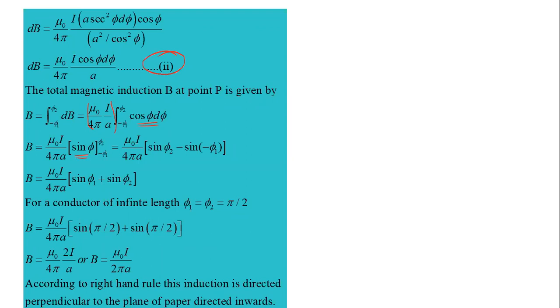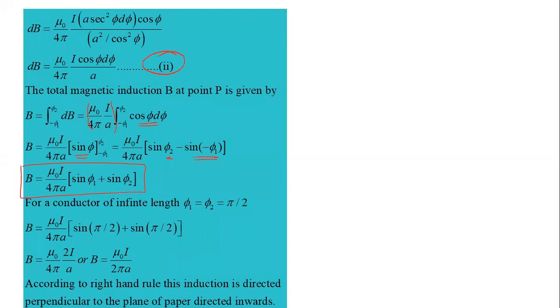Now let me substitute the limits. The constant stays as it is, and instead of phi we substitute the upper limit phi 2, then a minus sign and the lower limit minus phi 1. So by substituting we get mu 0 I divided by 4 pi a, which is a constant, as it is, then sine phi 2 minus of minus phi 1, so it is plus sine phi 1. So sine phi 1 plus sine phi 2. This is the magnetic induction.